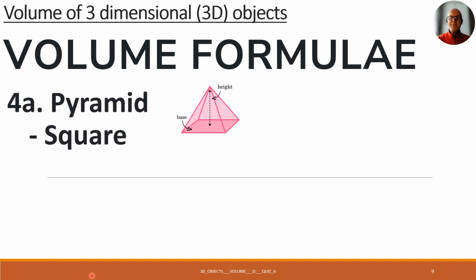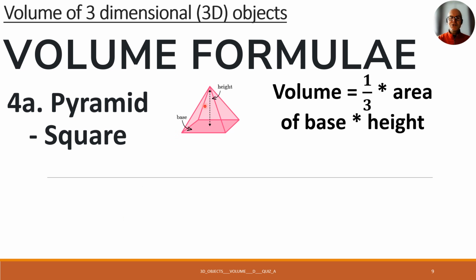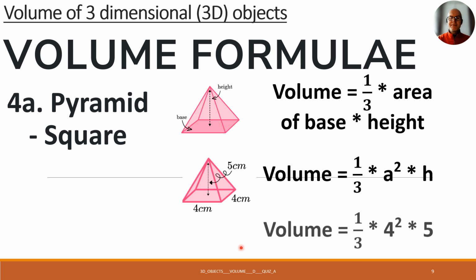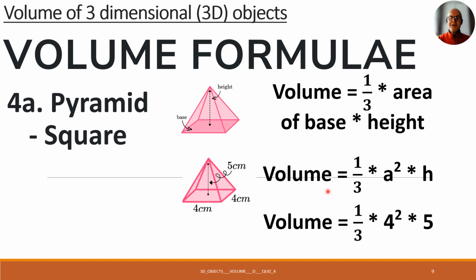Next shape is a pyramid. In this case, it's a square-based pyramid. So the volume for a pyramid would be 1/3 times the area of the base times the height. In this example here, 1/3 times a squared times height, because the base of the pyramid is a square. So it would be 1/3 times 4 squared, for a squared. We've got 4 by 4 times 5 for the height. 1/3 times 4 squared times 5.